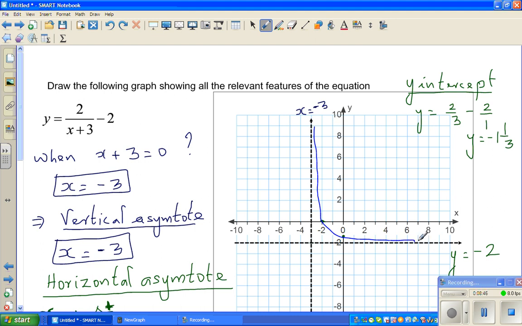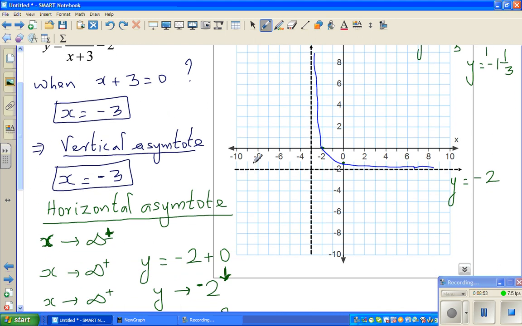As the x value becomes bigger and bigger, this will be approaching negative 2 from above. The other branch is a reflection of this, and when x is approaching negative infinity, it will approach y is equal to negative 2 from below. So this is the other branch. You have to know the shape, and these two are symmetrical, or they are reflections of each other.